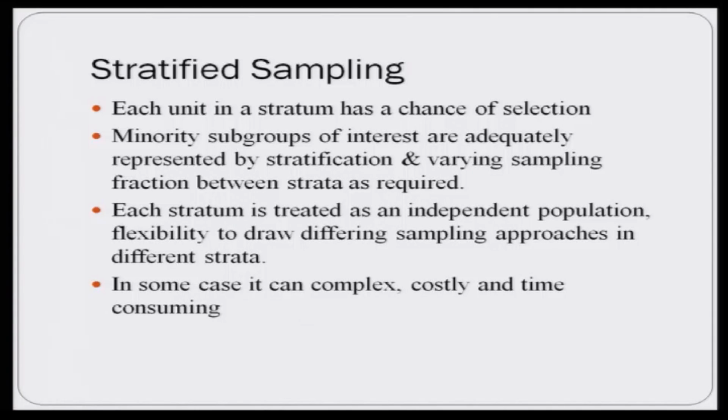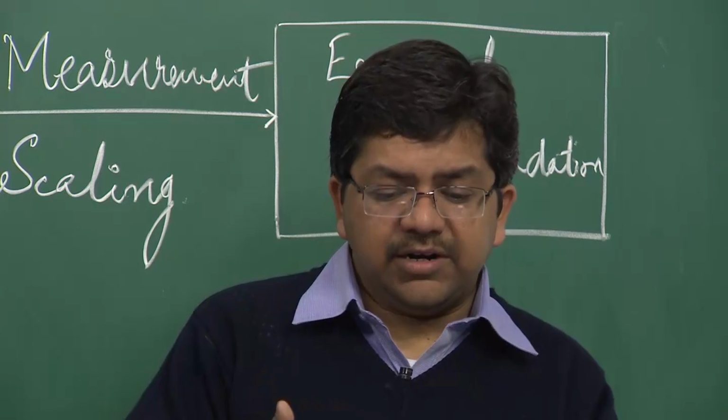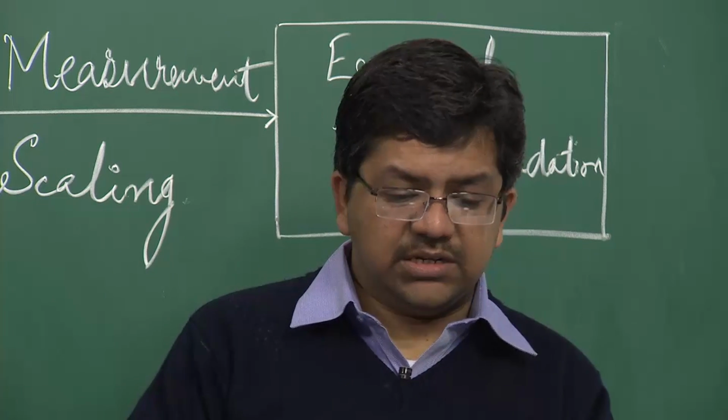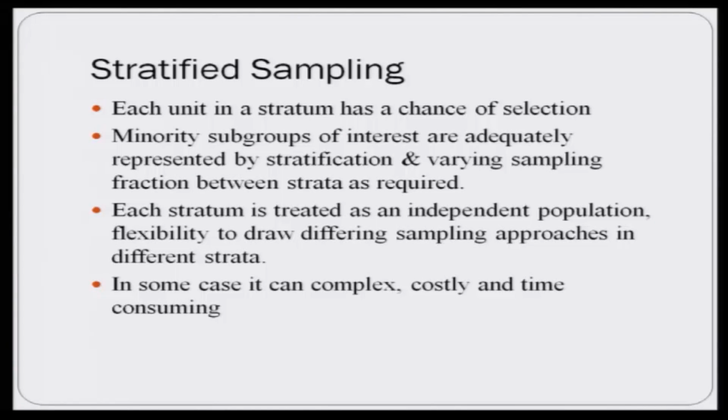Now, the advantage of stratified sampling is that each unit in the stratum has a chance of selection. What will also happen in this case is that minority subgroups of interest are adequately represented by stratification and varying sampling fraction between strata as required. So, you will be able to get the minority interest groups across the strata better represented as compared to if you do not consider this strata-wise sampling. However, in some cases stratified sampling could be more complex, and then it could be costlier as well as more time consuming.